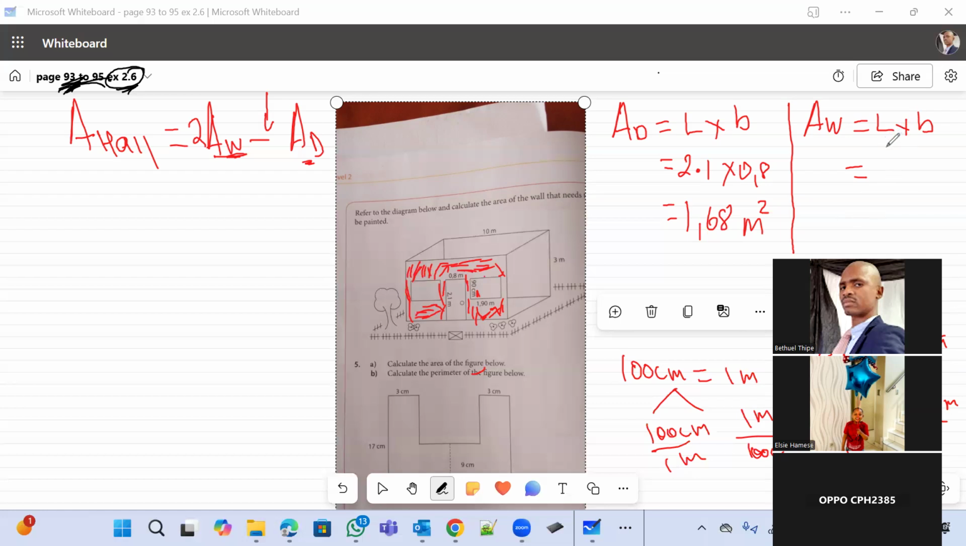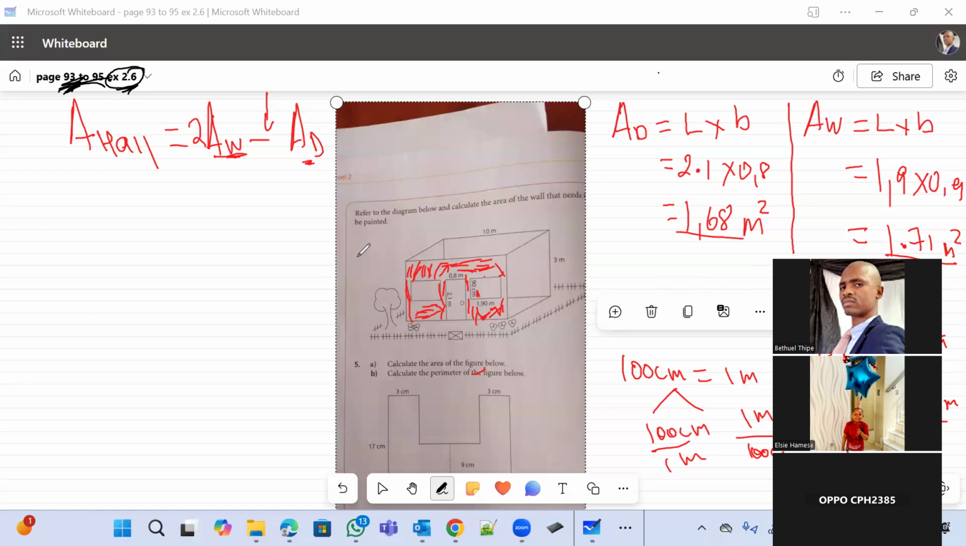The length of the window now is 1.9 meter multiplied by the breadth, which is 0.9. Then multiply those two numbers. We write down 1.9 multiplied by 0.9 gives me 1.71. But don't forget the units. The units are in square meters. Please remember it.